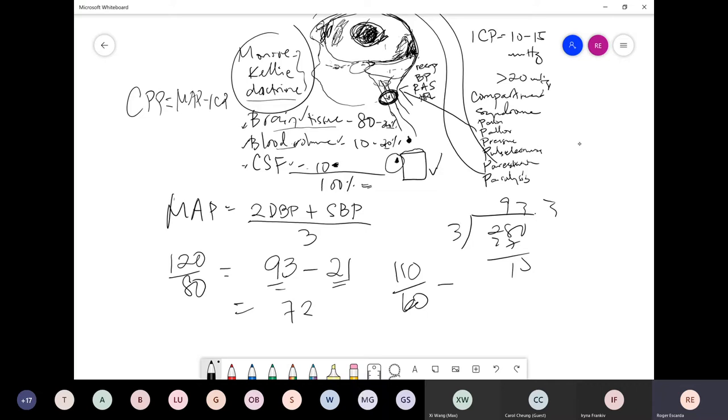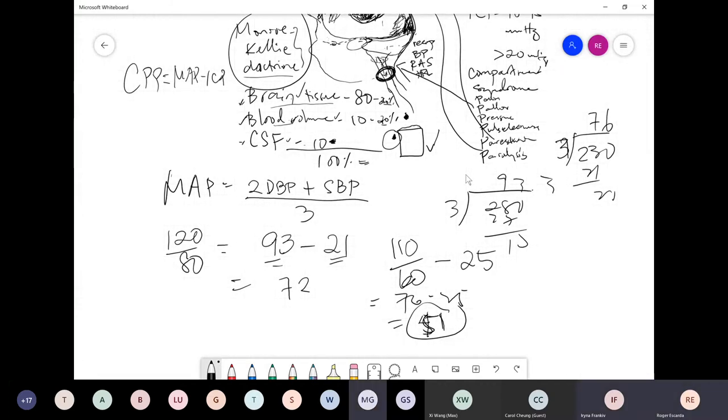Because now, as my ICP increases and my blood pressure decreases, look what happens. If my blood pressure is 110 over 60 and my ICP is now 25, what is this now? So 2 times 60 is 120, plus 110 is 230, divided by 3, 76. So 76 minus 25 is now 51. Is this good? Is 51 good? No. I'm brain dead at this point.